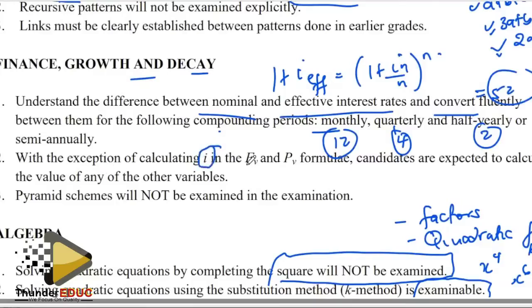That okay. Then with the exception of calculating I, okay, they're not going to ask you for I under annuities. But all the other variables, the X, the N, all of them, they can be examined. Okay, so F represents the future value, and then P represents the present value. To calculate the value of any other variables, pyramid schemes, they're not going to look at them.